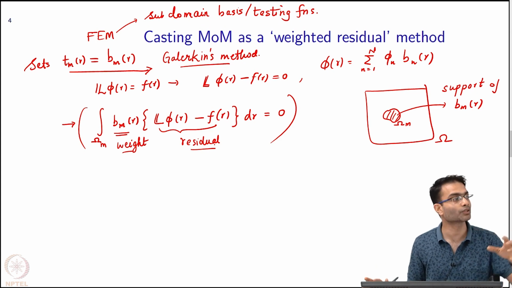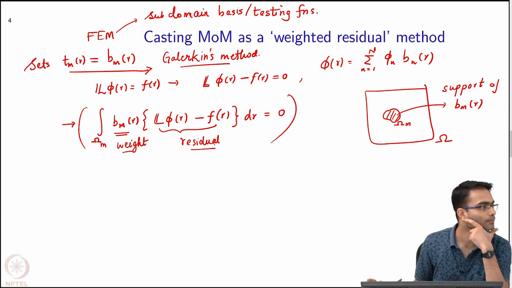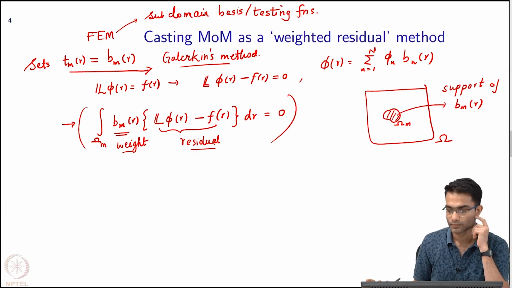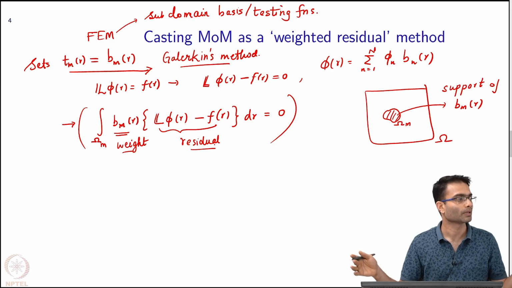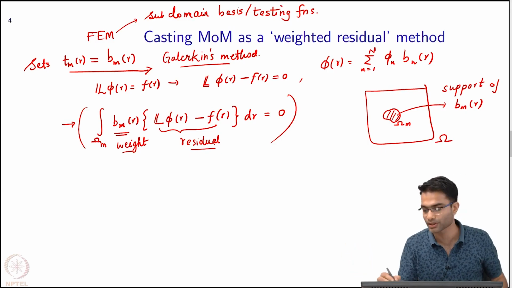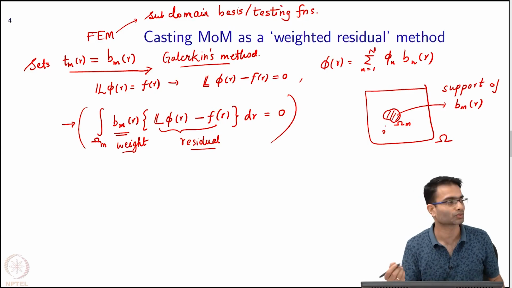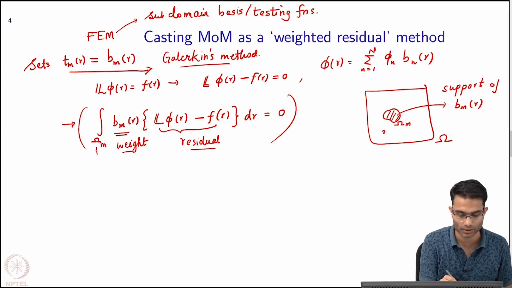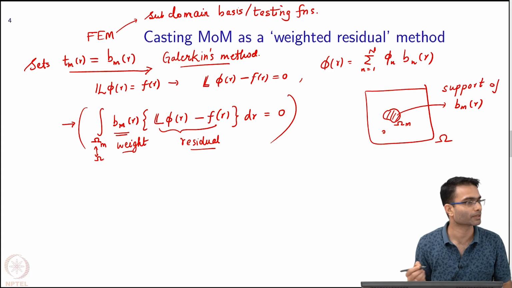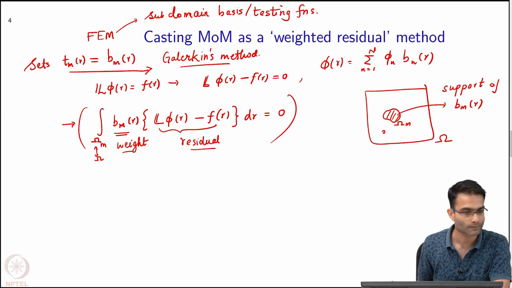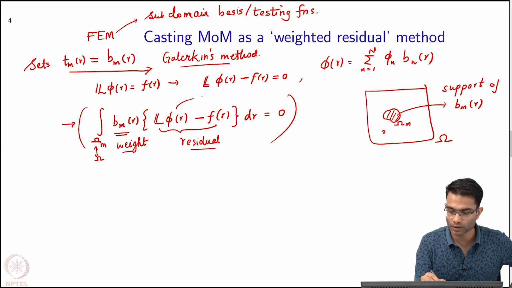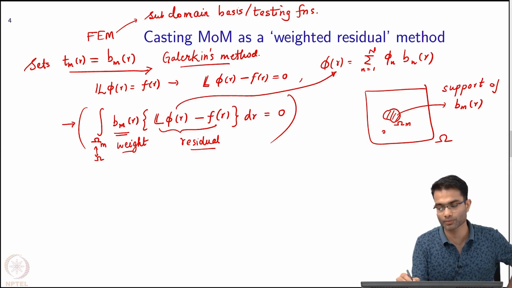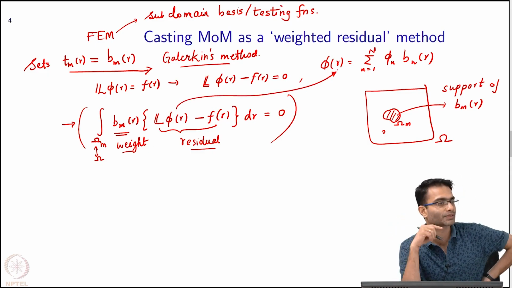Yeah, we are enforcing it to be 0 in a weighted sense. So, if you take omega, it will be the same because Bm is 0 outside omega m. Bm is 0 over here. So, it does not matter. You can as well call this omega, it does not matter. Okay. So, now your phi over here is coming from this expansion in the basis functions.